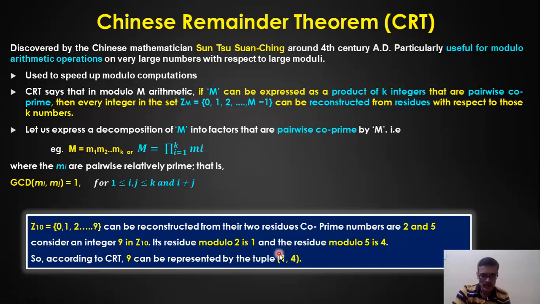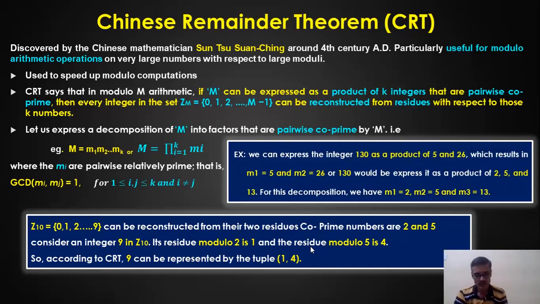This tuple 1 comma 4, which is used to represent 9, is always made of smaller numbers. In my example, I have taken m equal to 10. This m can be 500, it can be even a higher number, right? In that case, the tuple will be made of even smaller numbers. So I can use these tuples to perform arithmetical operations like addition, multiplication, subtraction, or whatever. Finally, I can convert back into the large number. That is the advantage of CRT.